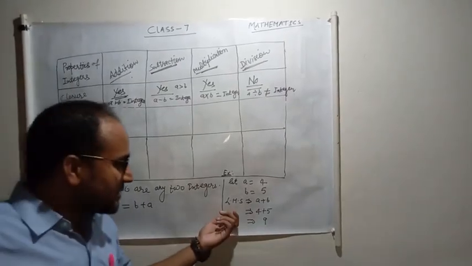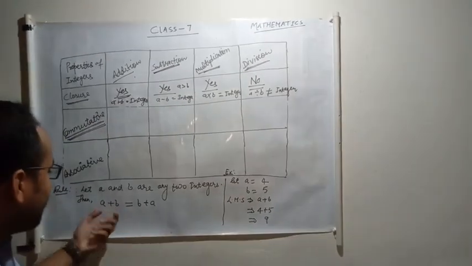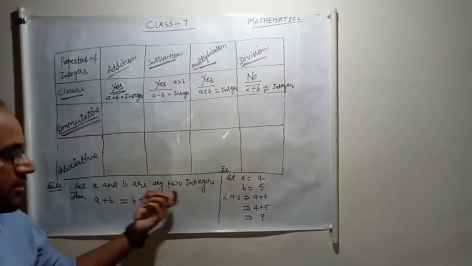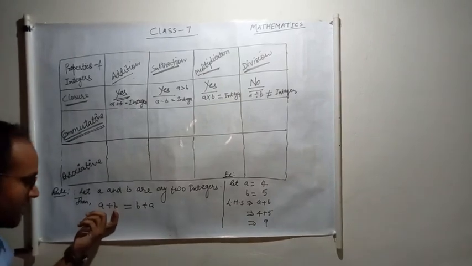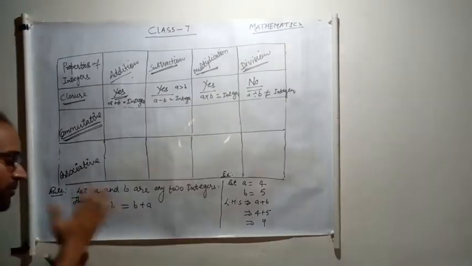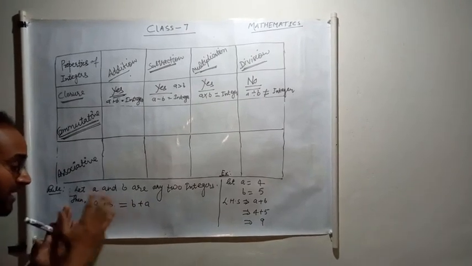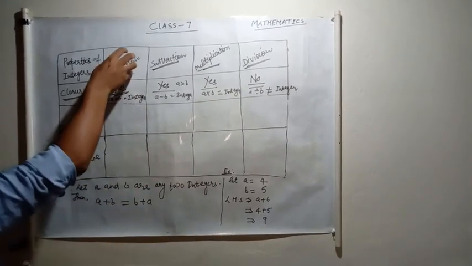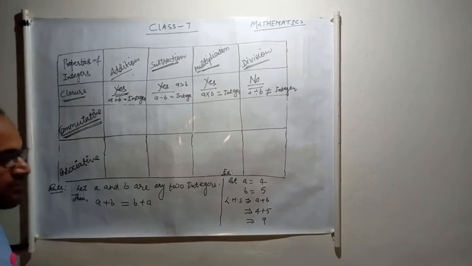So dear students, I have solved that left hand side. You see this one, this is the rule: A and B are any two integers. Then the sum of A plus B, if we change the order of A and B, B plus A is also equal, then we can say that addition holds the commutative property. So we have solved it here.